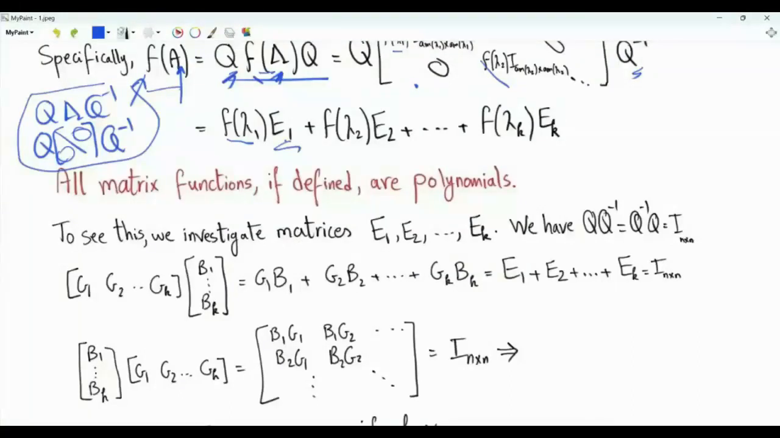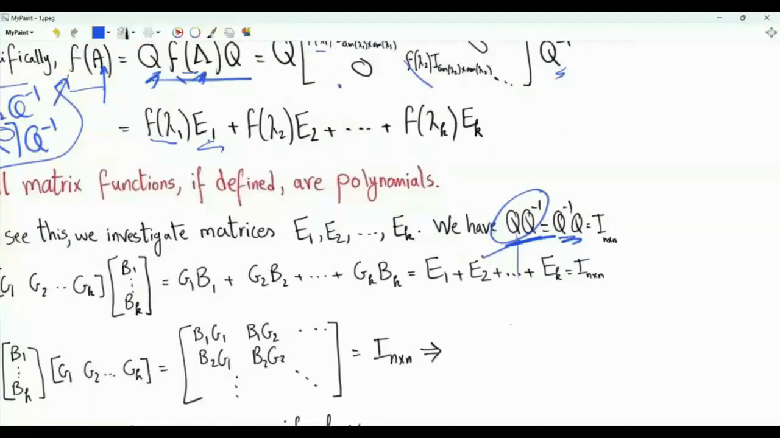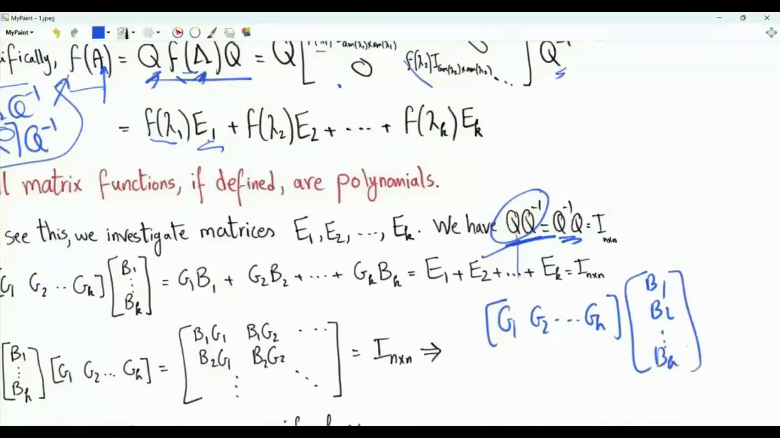Note that the E matrices come from Q and the inverse of Q. By definition, Q times Q inverse is identity, and Q inverse times Q is also identity. Let's take this form here. Q is G1, G2, all the way to Gk. Q inverse is B1, B2 to Bk. Now, if we multiply, we have G1 times B1 plus G2 times B2 all the way to Gk times Bk. This sum is equal to identity n by n.